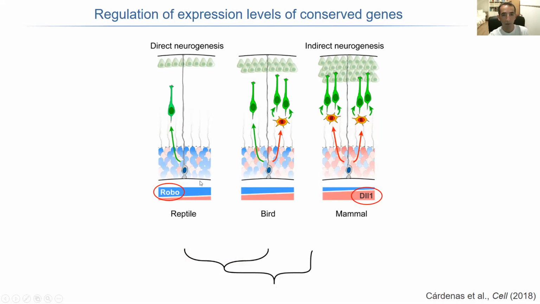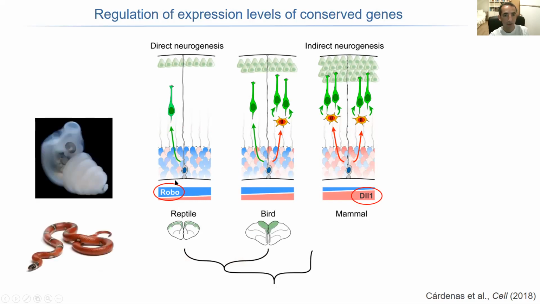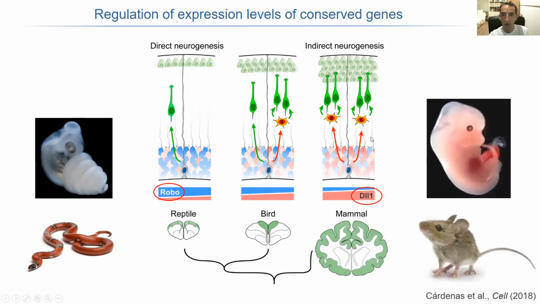For example, in reptiles, we find that these radial glia cells express high levels of Robo and low levels of Delta. And the result of this combination is that these radial glia cells will undergo only direct neurogenesis, so that the resulting cortex is relatively small. In comparison, in mammals, for example in mice, we find that in the embryonic cortex there are low levels of Robo and high levels of Delta-1. And this makes these radial glia cells undergo indirect neurogenesis, producing a much larger number of cortical neurons. And this is what we find again in mammals, including humans. So regulation of the expression levels of conserved genes is also an important mechanism.